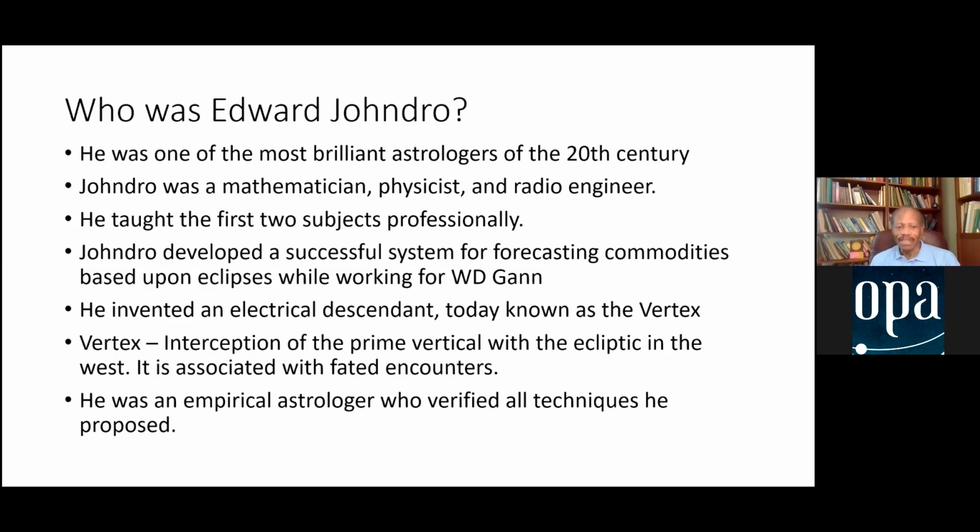Johndro also invented an electrical descendant, which we call today the vertex. The vertex is the intersection of the prime vertical with the ecliptic in the west, and is associated with fated encounters or encounters where you have less free will. And we can think of the vertex as a secondary descendant. Johndro was an empirical astrologer who verified all the techniques that he proposed. And knowing this, I think that people should give his ideas very serious consideration.